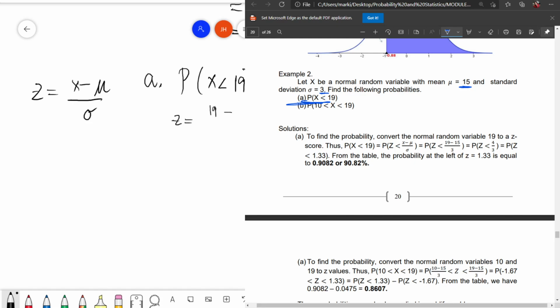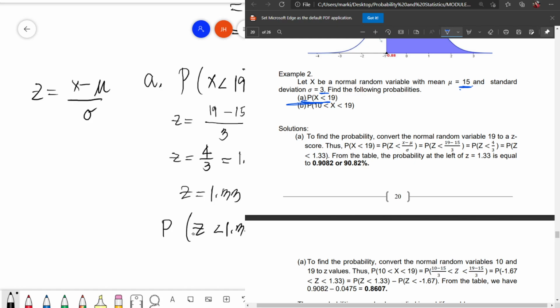X is 19 minus the mean, which is 15, over standard deviation, which is 3. So, Z is equals to 19 minus 15, that is 4 over 3. At since ang table po natin is 2 decimal places, so yun po yung gagawin natin. So that is 1.33. So this is now your Z. Z is 1.33. So pwede na po natin gamitin ang P of Z less than 1.33.